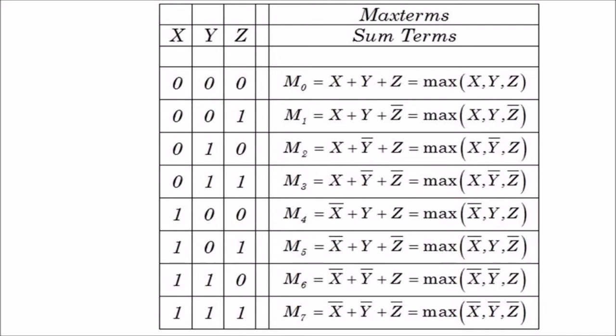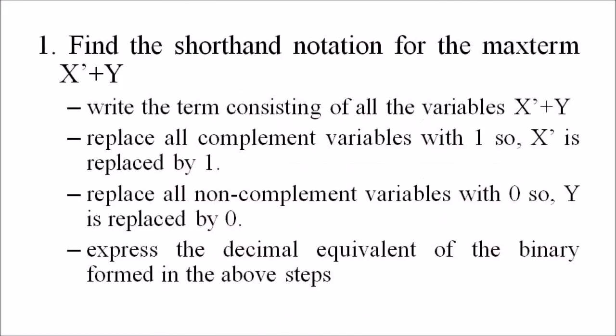1, 0, 0 is represented as x complement plus y plus z, or M4. 1, 0, 1 is represented as x complement plus y plus z complement, or M5. 1, 1, 0 is represented as x complement plus y complement plus z, or M6. And finally, 1, 1, 1 is represented as x complement plus y complement plus z complement, or M7.